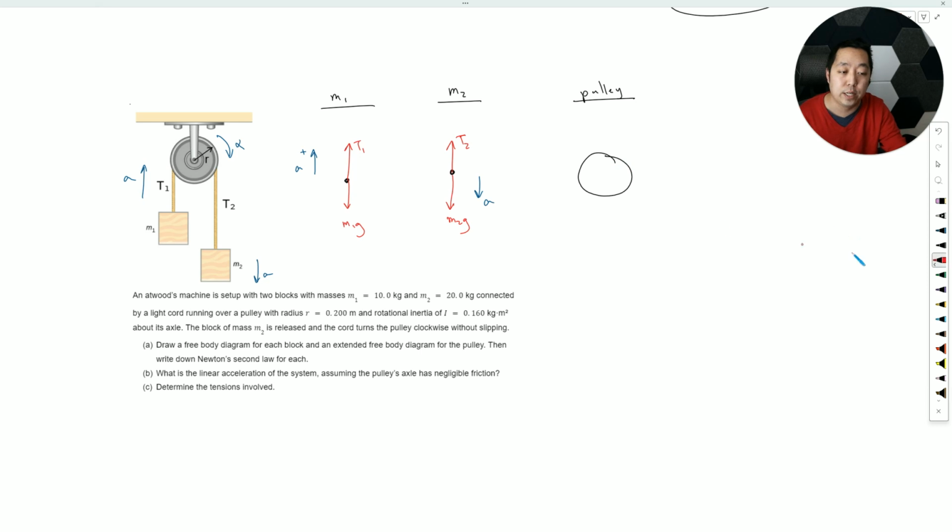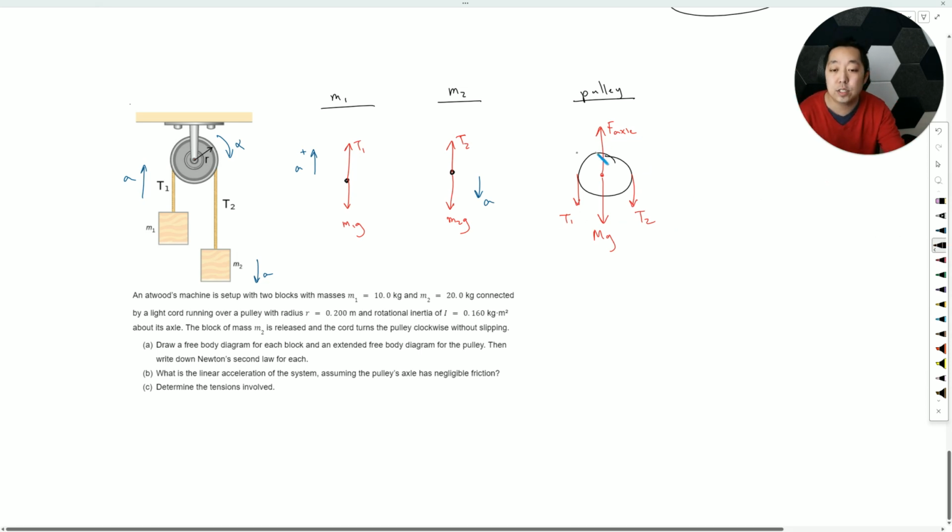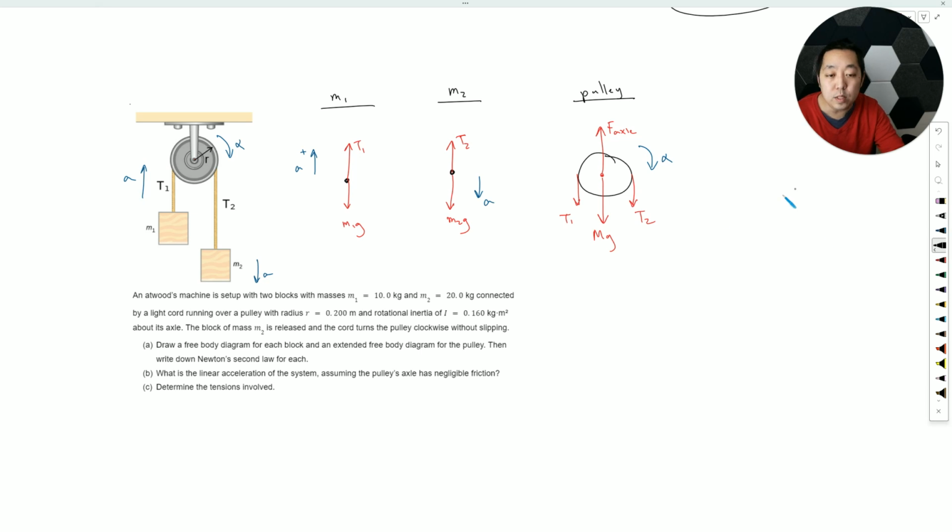Let's do our extended free body diagram. So I have gravity. The ropes are touching. T1 is pulling down on this side. T2 is pulling down on this side. And then the axle's holding it up in place, and it's just going up. There's no X component because the net force would just be 0 in the X direction there. And then the angular acceleration is this way, which will make the positive direction for the pulley here.